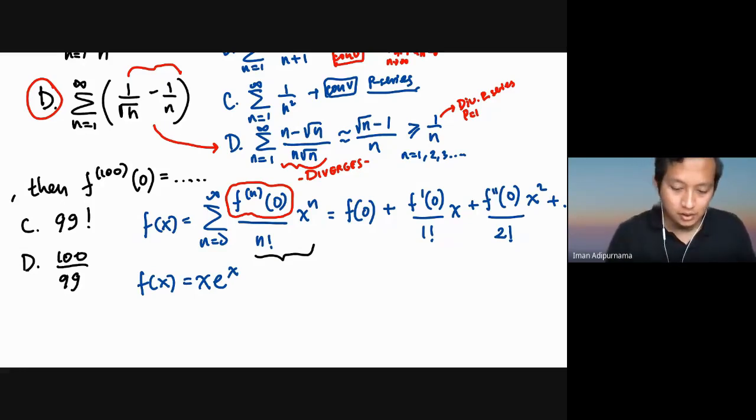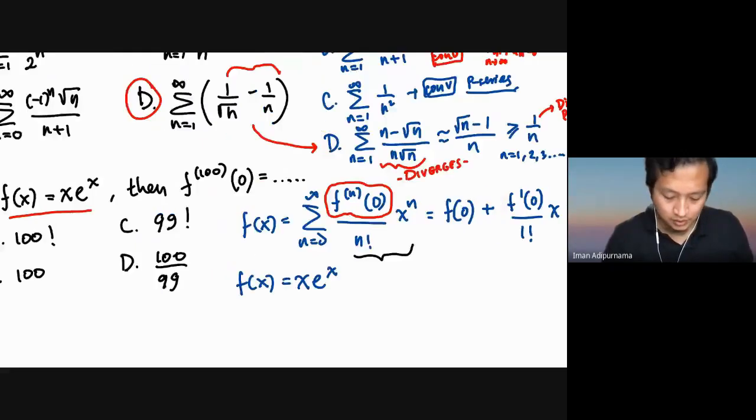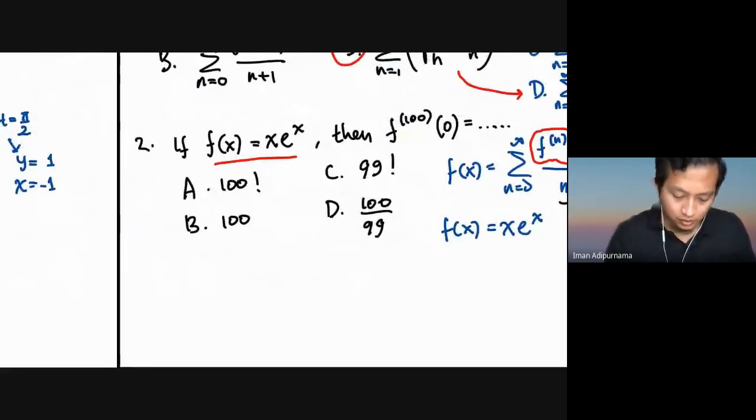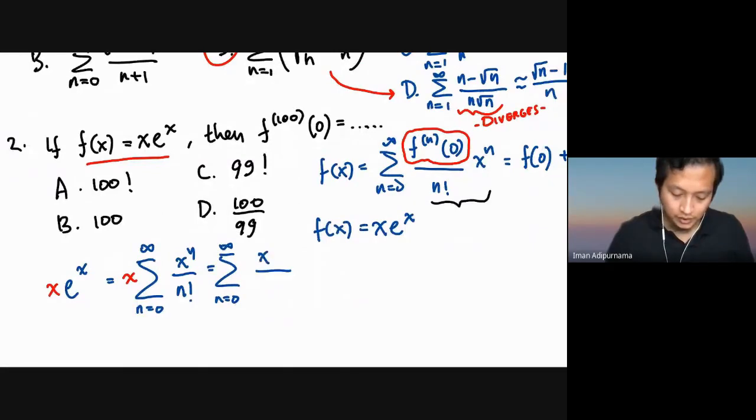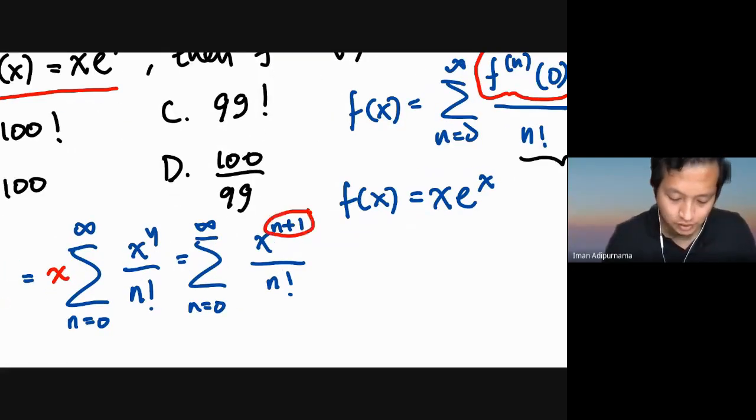Okay, now please concentrate on this. Let me write e to the x in terms of sum, in terms of series. If you remember, this is our formula. Okay, now we multiply with x. Okay, and our formula becomes this having n plus 1. So the key is here. The key is it's having n plus 1 now.